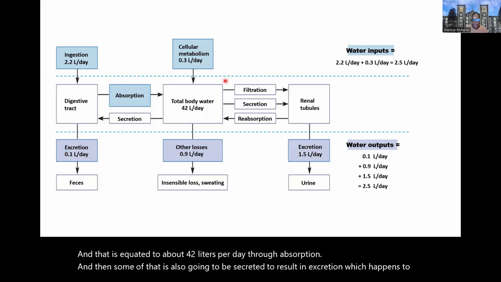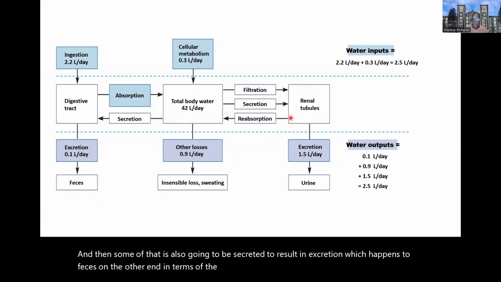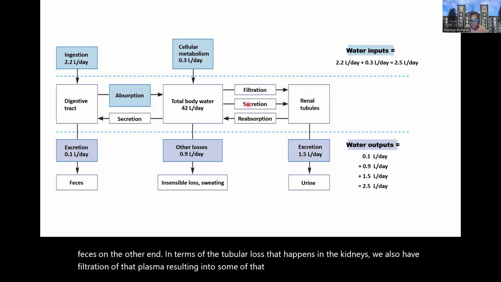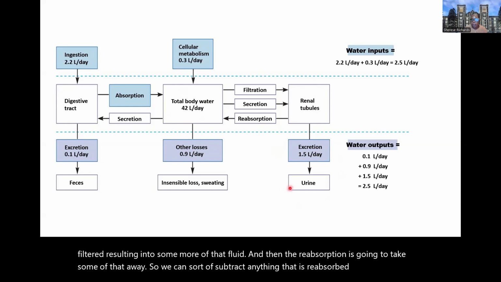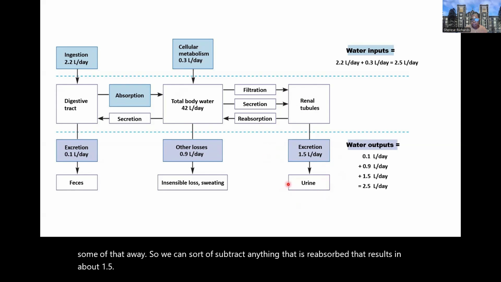On the other end, in terms of the tubular loss that happens in the kidneys, we also have filtration of that plasma, resulting into some of that fluid, secretion of things that were not initially filtered, resulting into some more of that fluid, and then the reabsorption is going to take some of that away. So we can sort of subtract anything that is reabsorbed. That results in about 1.5 liters per day.